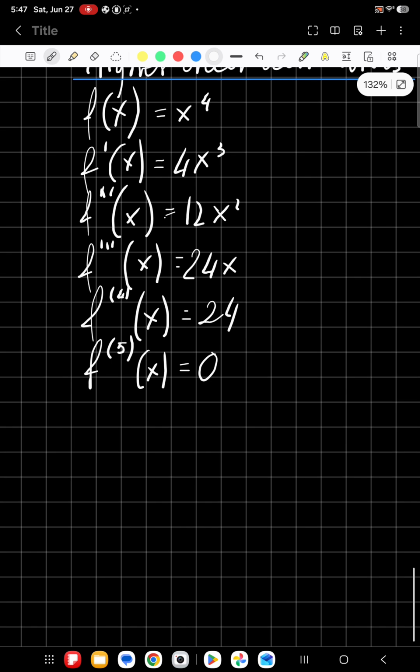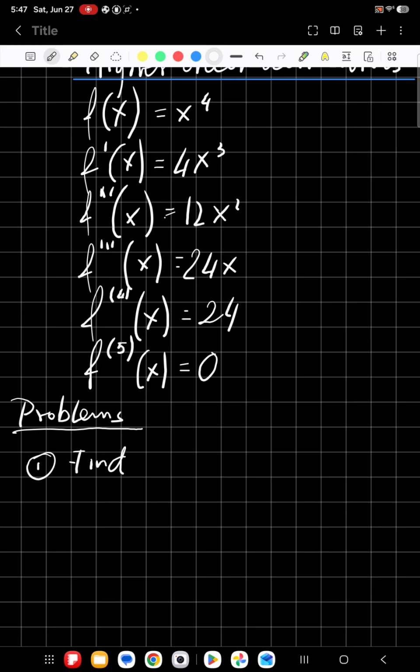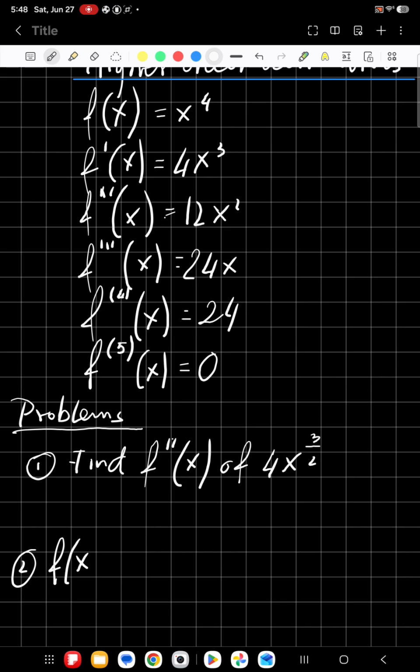Okay, so a couple problems for you to do. First one, find the second derivative of 4x to the power of 3 over 2. Okay, so that's the first problem. The second problem, let's do something like this. Again, find the second derivative of x divided by x minus 1.